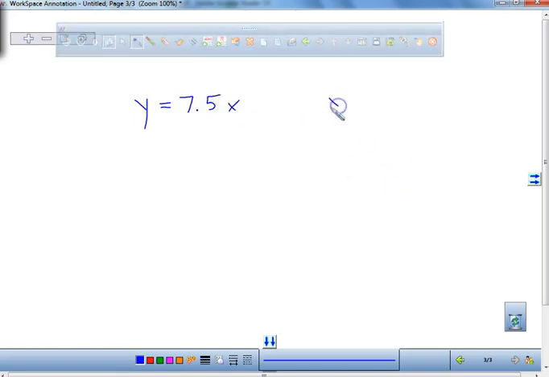Okay? I want to put x equals hours and y equals money. Alright? What do you guys think the 7.5 would represent if x equals hours and y equals money? What do you think? An hour, right? So that's $7.50 per every single hour that you work.